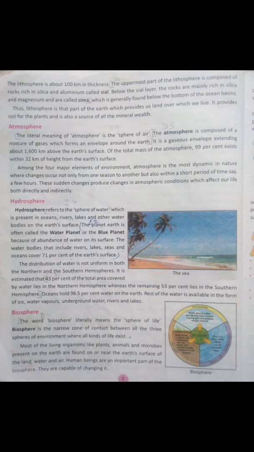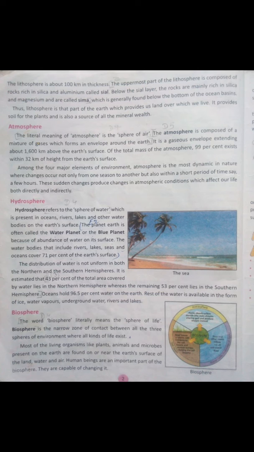The earth, which is the planet where we live, is often called the water planet or the blue planet because of the abundance of water on its surface. The water bodies that include rivers, lakes, seas, and oceans cover more than 70%, that is 71% of the earth's surface. अर्थ को एक ब्लू प्लैनेट बोला जाता है या वाटर प्लैनेट बोला जाता है क्योंकि अर्थ के चारों ओर 71% जो वाटर बॉडीज घेरा हुआ है, abundance of water on its surface.